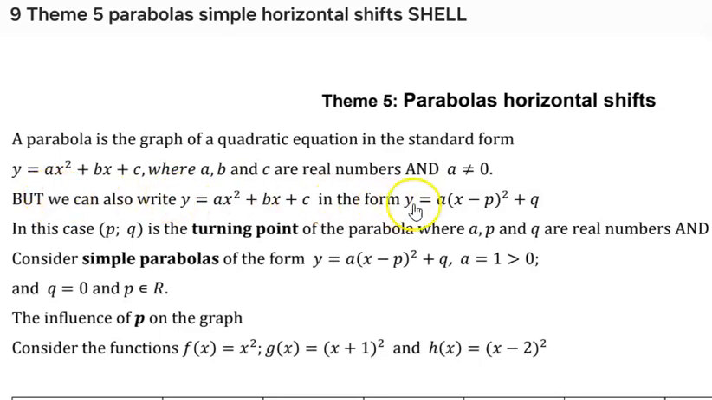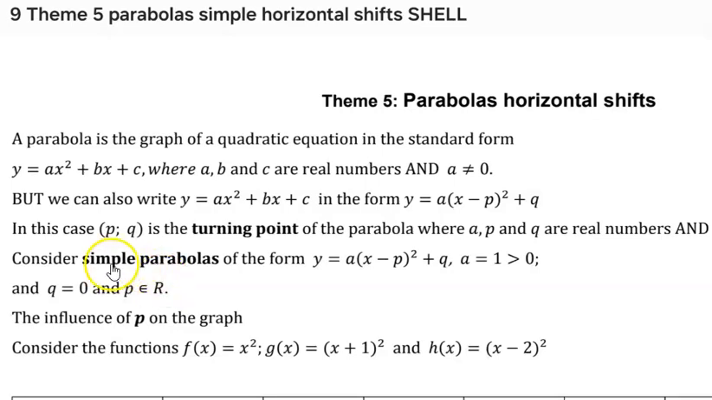But we also have another standard form, and that is this one, y equal to a times (x minus p) squared plus q. Now I'm going to use this form to show you the horizontal shifts. In this case, (p, q) is the turning point of the parabola. This is where we will find the minimum or a maximum of a parabola, and what is not shown here on the view is that a may not be 0, just as we had before in the other standard form.